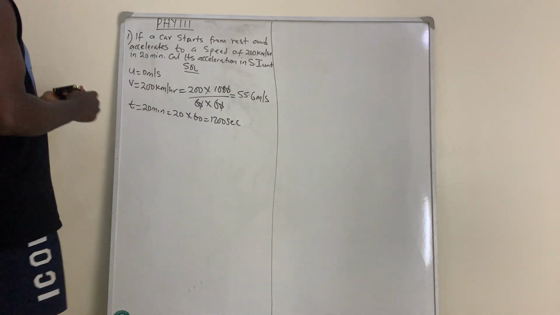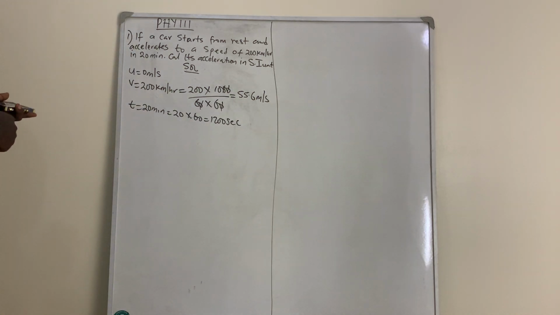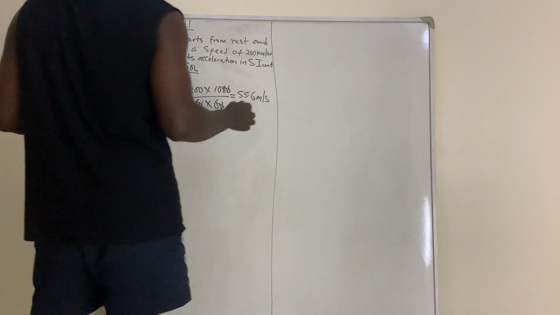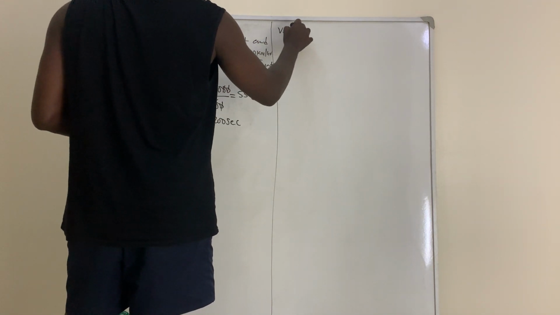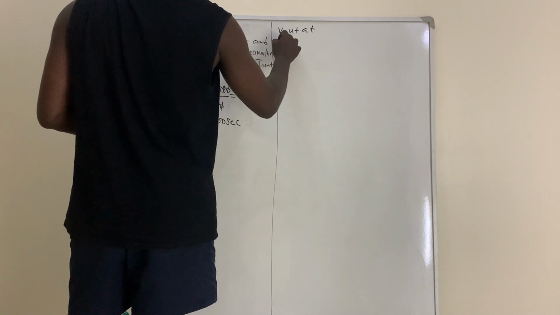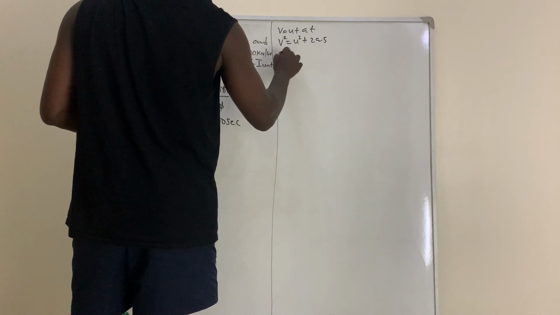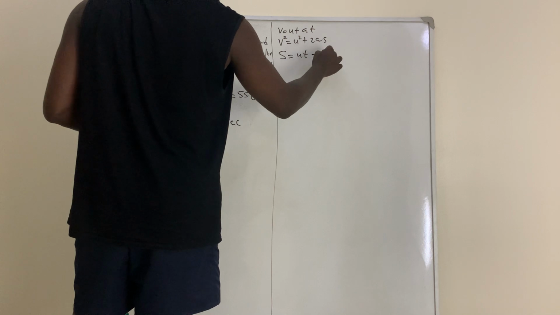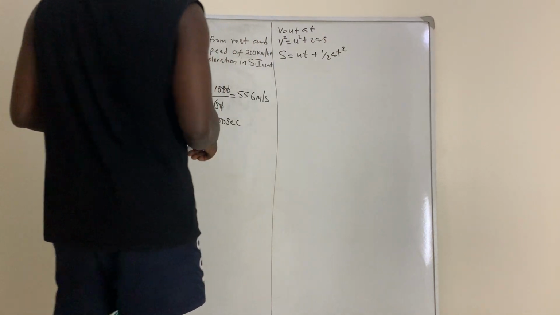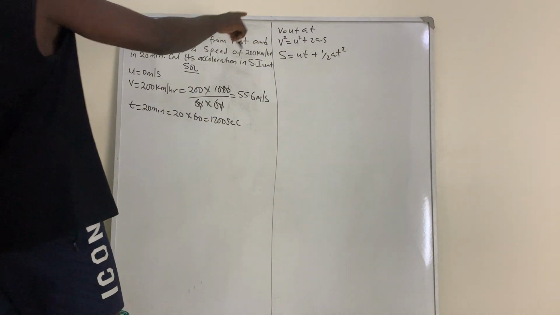Anything that involves motion, just remember your three equations of motion. The first one says that v is equal to u plus at. The other one says that v squared is equal to u squared plus 2as. Then finally, s is equal to ut plus half at squared. Motion must fall within these three equations.